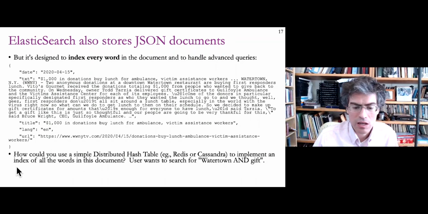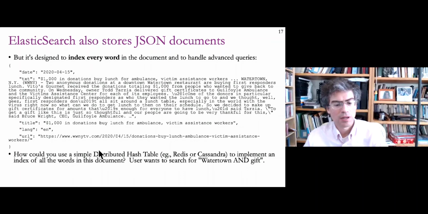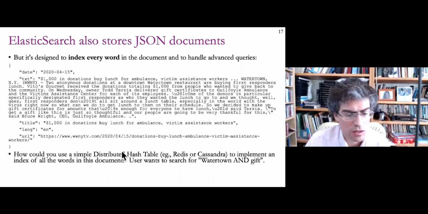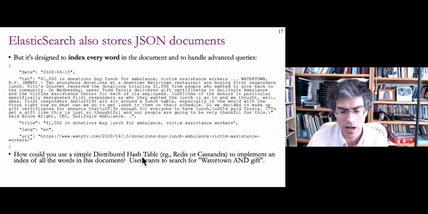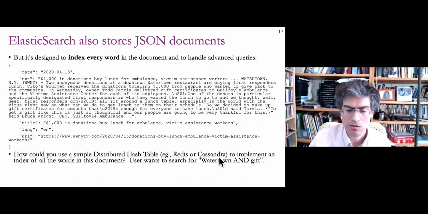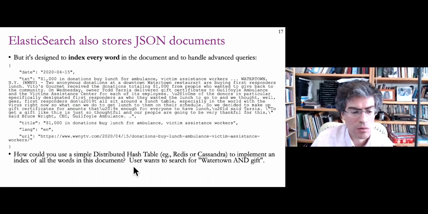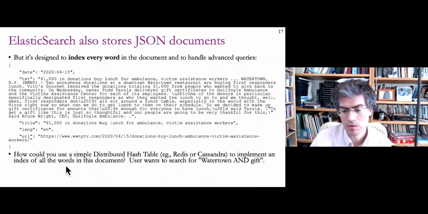Now, actually, you could stop and think about how to implement Elasticsearch using a simple distributed hash table. We'll see that Redis and Cassandra are examples of those, which we'll talk about later, or even Mongo. How would you implement this using a distributed hash table? For example, if you wanted to be able to search for the documents that matched the words Watertown and the word gift.